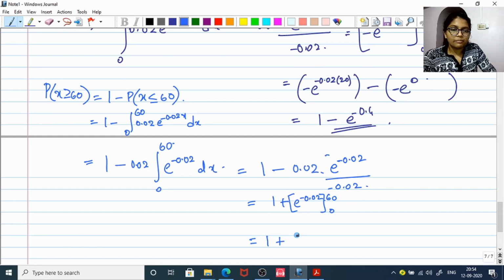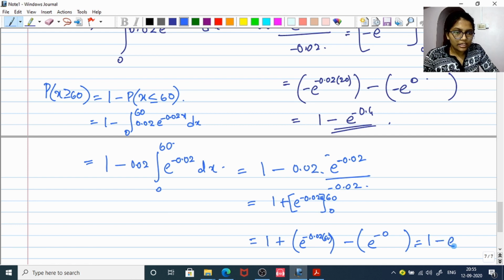Answer is like 1 plus upper limit minus lower limit, that is e raised to minus 0.02 into 60 minus e raised to minus 0. Answer is 1 minus e raised to minus 1.2. And there goes your answer.